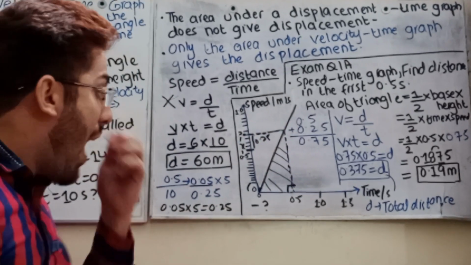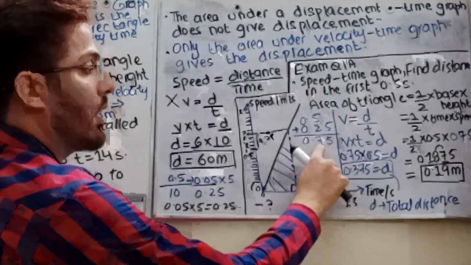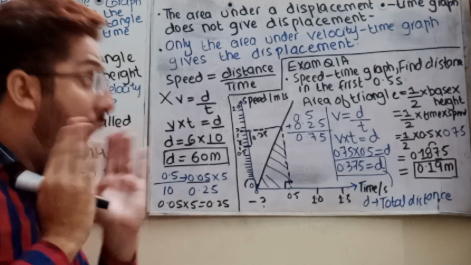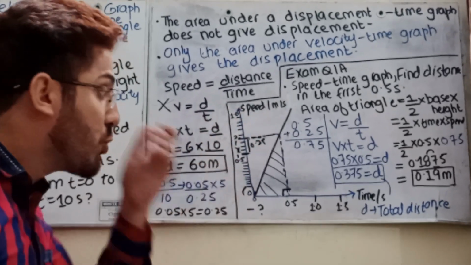Got it? Now I need to add 0.5 plus 0.25. I got the answer 0.75. Why am I calculating this, students? Because I need to know the value of speed.